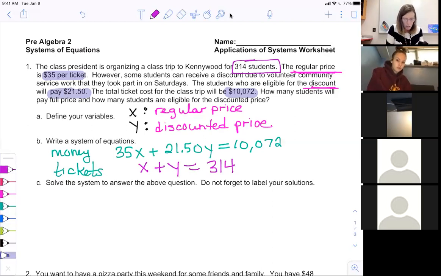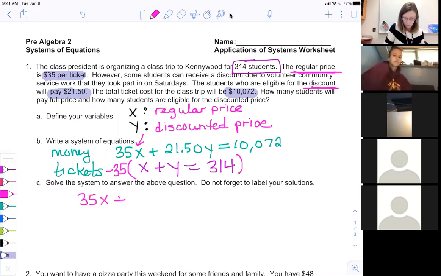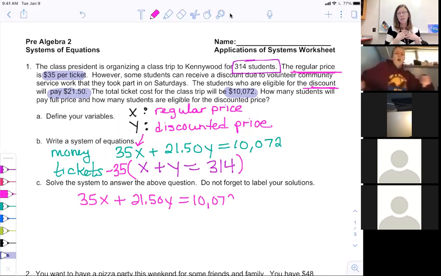When I use elimination, I look at the number that would be easiest to multiply by. X is a whole number of 35. The Y has a decimal in front of it. So it's probably easier to multiply this equation by negative 35 so that I can eliminate the X. So keep the first equation the same. And notice I used elimination every single time. I think it's easier to use elimination, and that's just me personally.